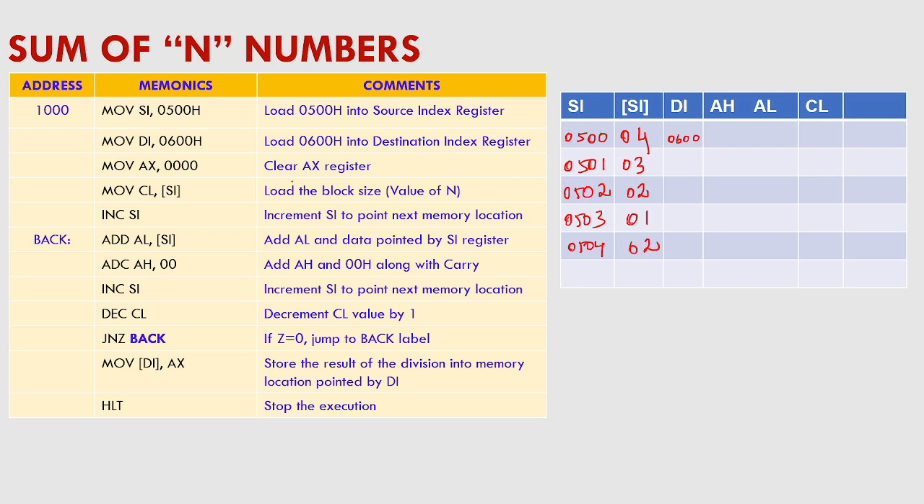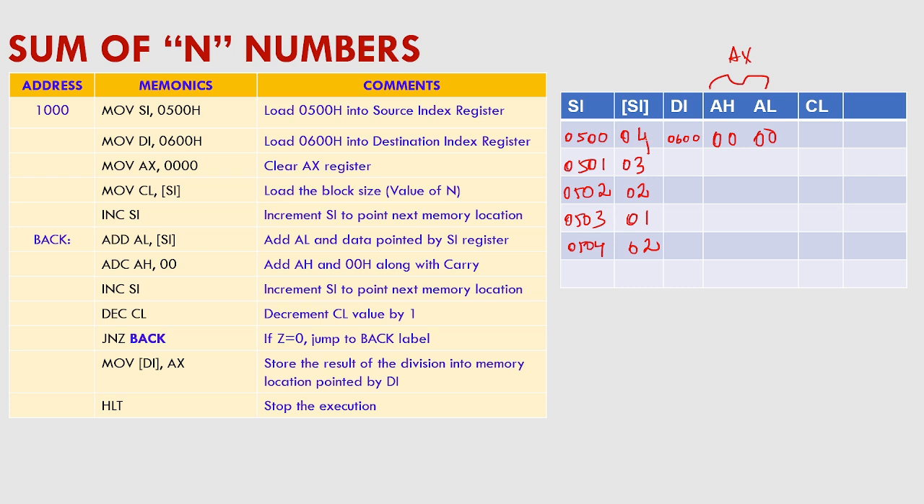Now MOV AX, 0000. So I am initializing AX as 00. AX is a 16-bit register, this is 8-bit, this is 8-bit. Now see here, the first address, 0500, holds the content 04. This I am giving for the number of count, the block size, the value of n. So here I am taking 4.